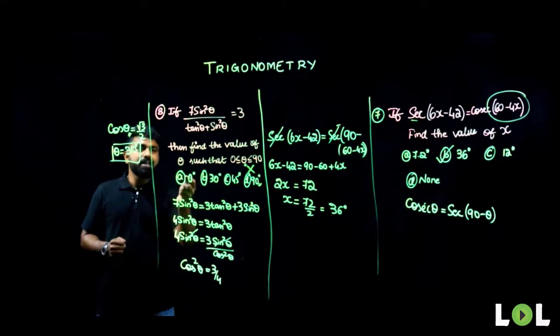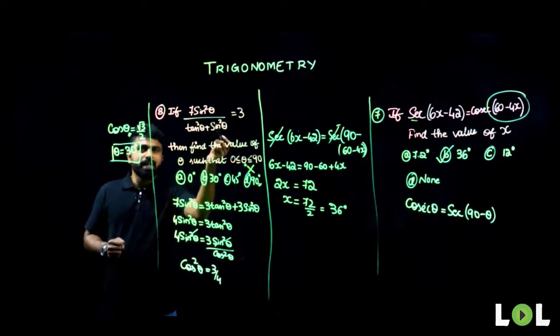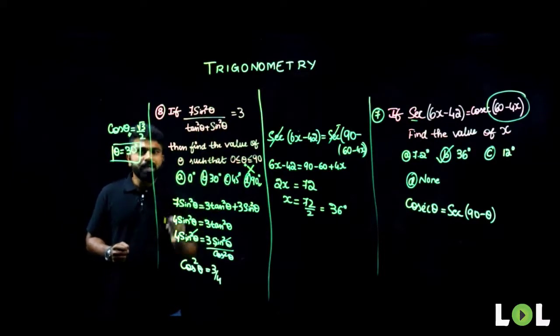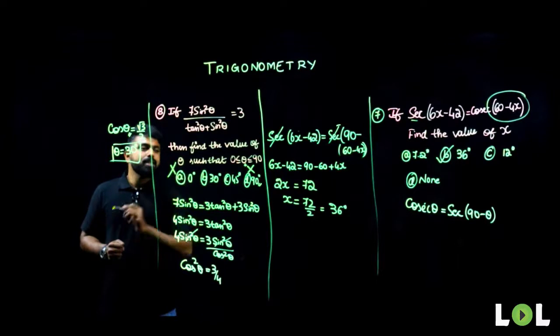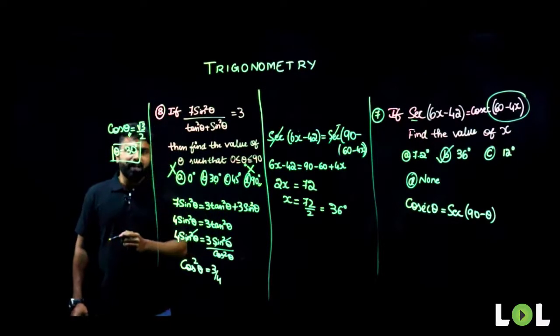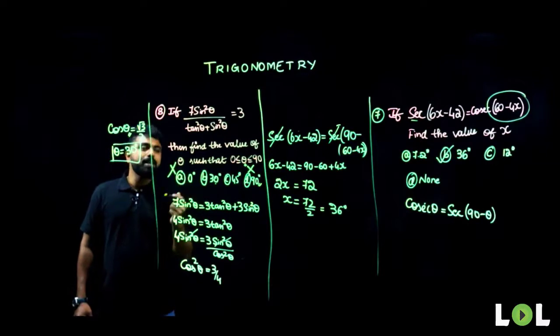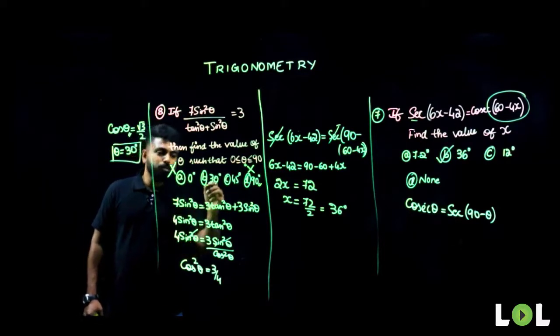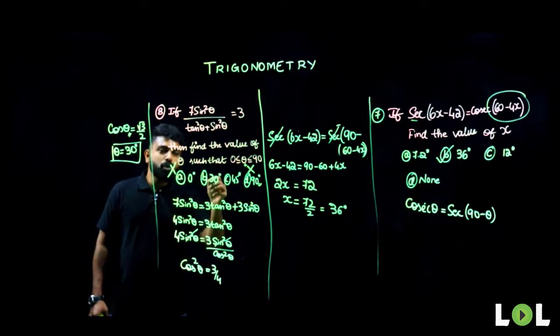Similarly, whenever theta is 0 degrees, what happens? Tan square theta is also 0, sin square theta is also 0. The entire left hand side will become 0, so it will not be equal to 3. Again, this will get cancelled. So I am left with 30 degrees and 45 degrees. Now you should play a little smart. You should not substitute for both the answers. Instead, you substitute for 30 degrees. If you don't get the right answer, then 45 degrees will be the right answer.